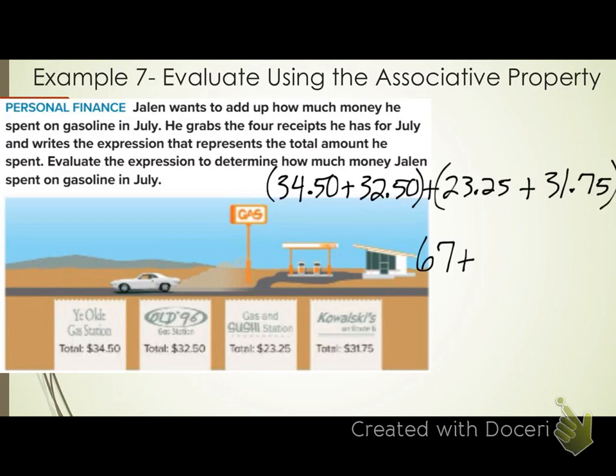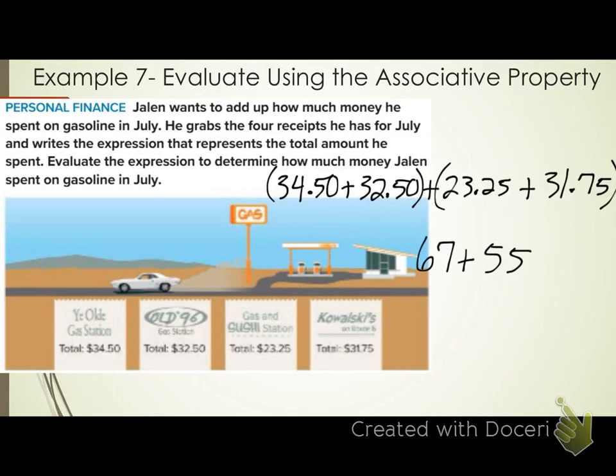$23.25 plus $31.75 gives me what? $55. 23 plus 31 gave me the 54. 25 cents plus 75 cents gave me the extra dollar to give me 55. And now we have two nice, really clean whole dollar amounts. Everyone good with that? I would much rather add whole dollar amounts than some dollars and some change, right? So that made our lives a lot easier.